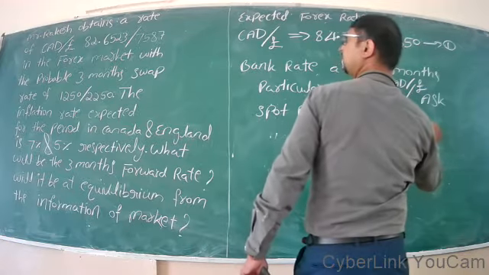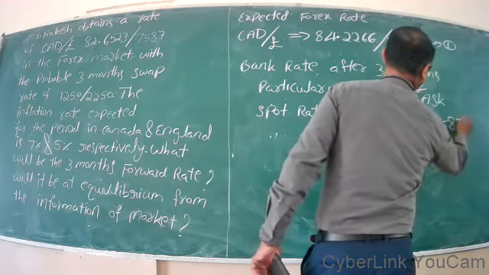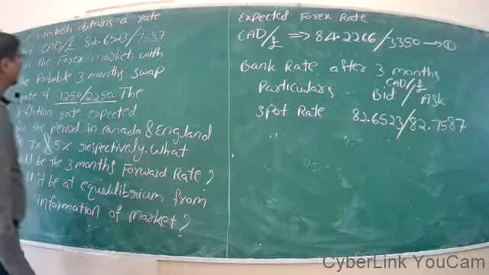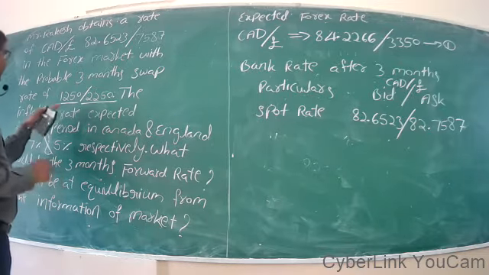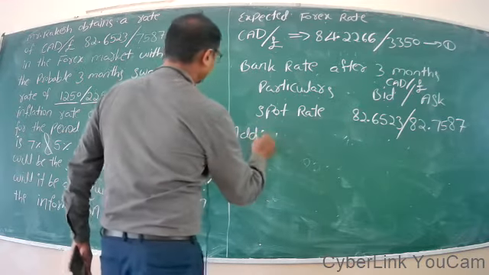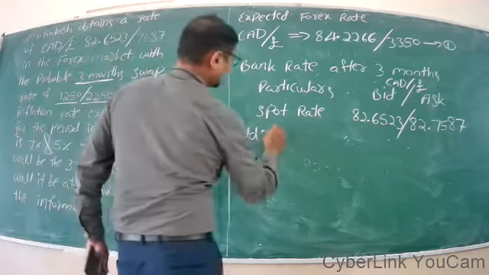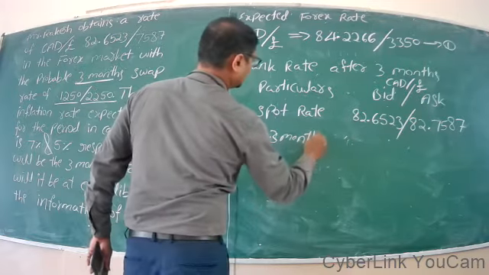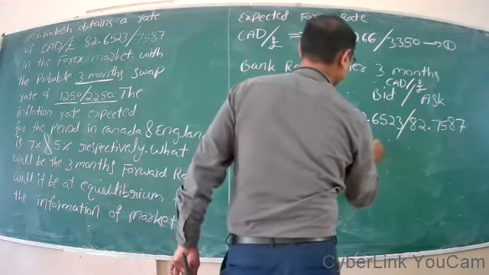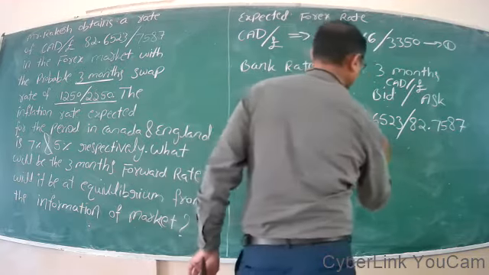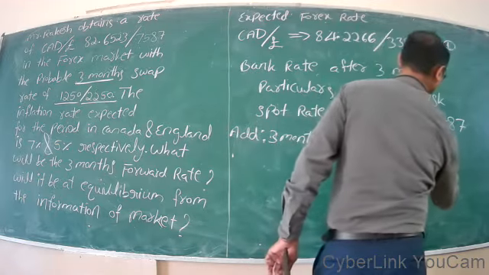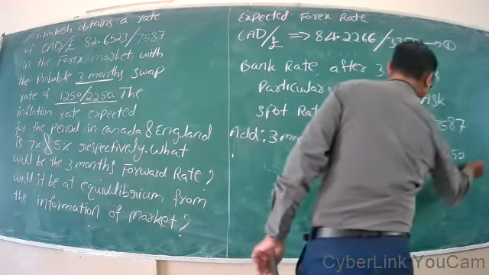and 82.7587. Now the swap point is given as 1250 oblique 2250. While reading from left to right, it is in increasing order, so we have to add it to the spot rate. The swap point is for 3 months, so we are going to calculate the 3 months forward rate. The 3 months swap points are given as 00.1250, 00.2250.